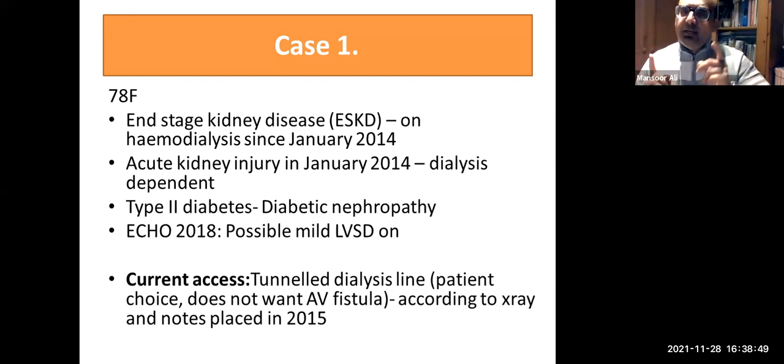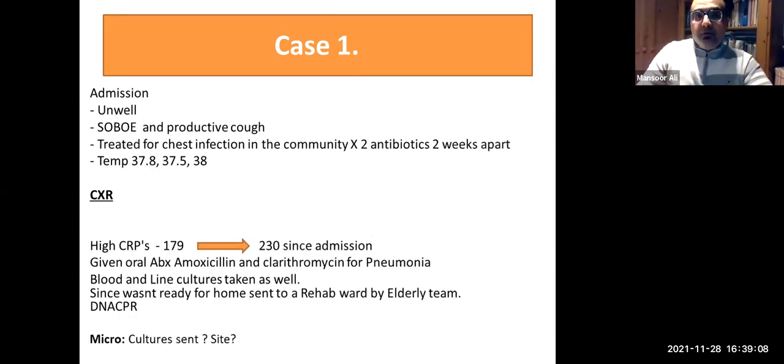This is quite a long period for someone to have a tunnel line, 2014 to 2021. And according to the X-ray and the notes, the line was actually placed in 2015, because she had temporary lines in, and then the second permanent line was placed in 2015. Okay, so the patient presents.